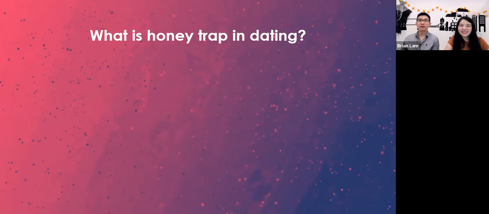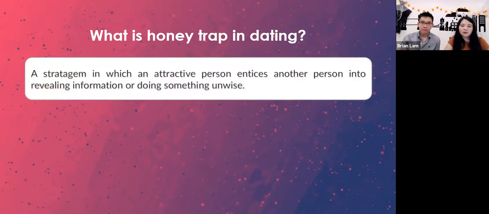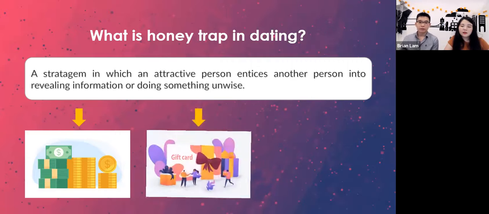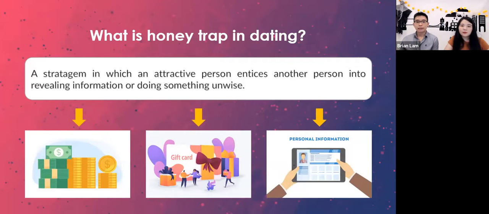Okay, so what is honey trap in dating? It is a stratagem in which an attractive person entices another person into revealing information or doing something unwise. So what they are looking out for is basically to meet another person and entice them. It can be a guy, it can be a lady, so there's no discrimination when it comes to this. But mainly there are three purposes that they want to achieve.